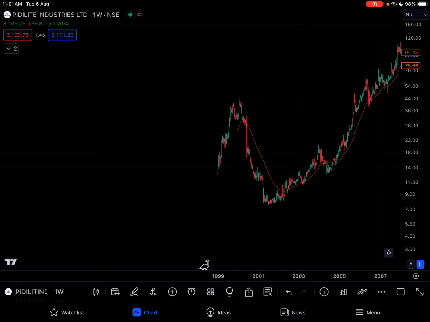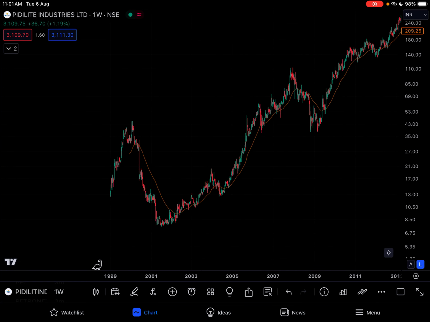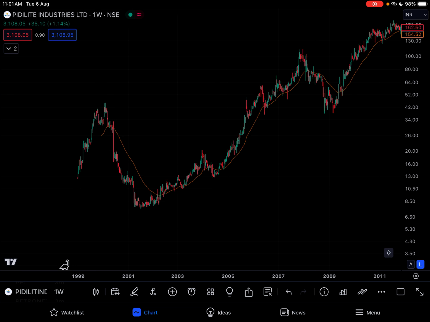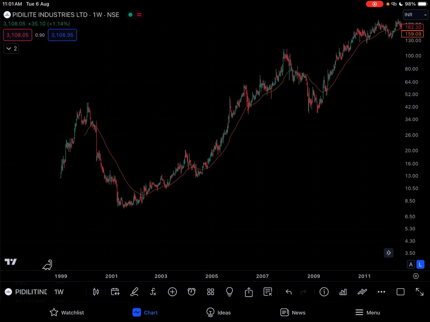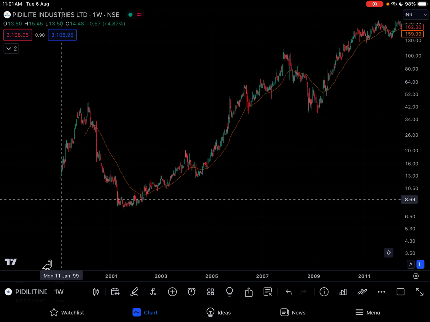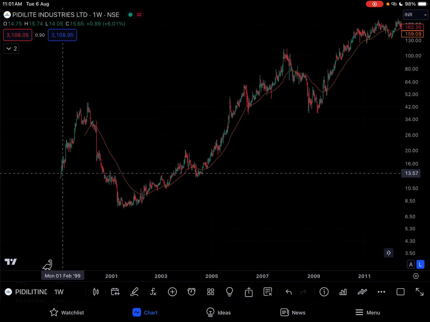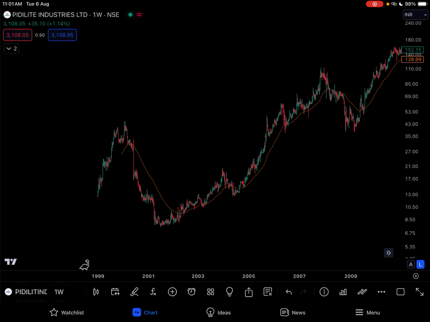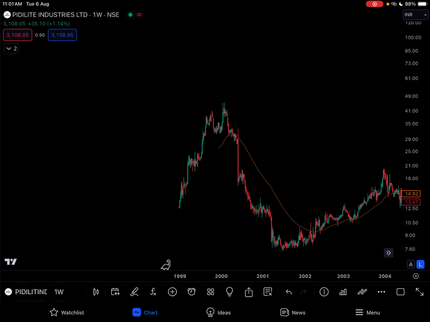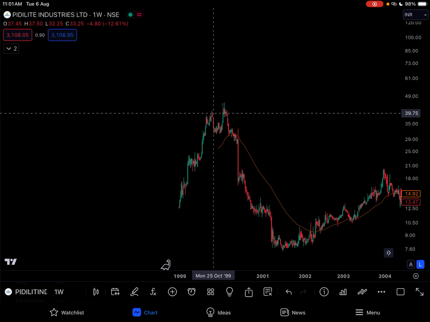So now we will continue with Pidilite Industries. Put on a chart on weekly. I think its IPO was done around 1999, around this level, around 30 rupees. The first time it made a high was around here. You can see the high has been made around 39 rupees in 1999.